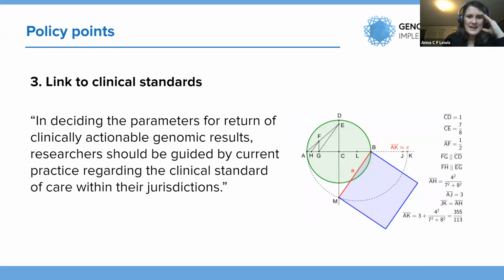Okay, so our third policy point is a link to clinical standards. And this allowed us to square a circle that I'll explain in just a second. So the policy states, in deciding the parameters for return of clinically actionable genomic results, researchers should be guided by current practice regarding the clinical standard of care within their jurisdictions. Justification for this is it's the prospect of a clinical action that motivates such return, that the relevant clinical standards will be appropriately sensitive to the health system context, and also the blurring of the research clinical divide.